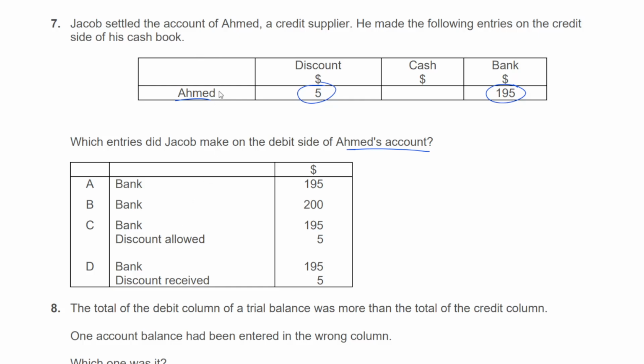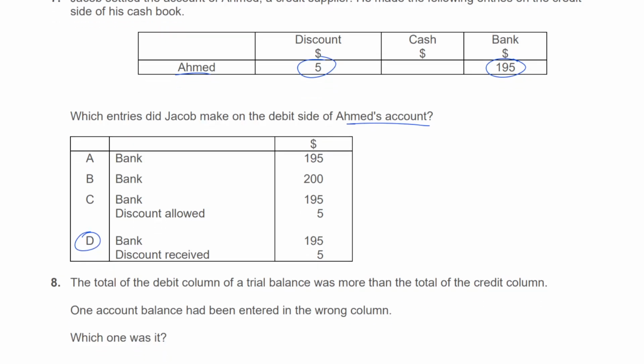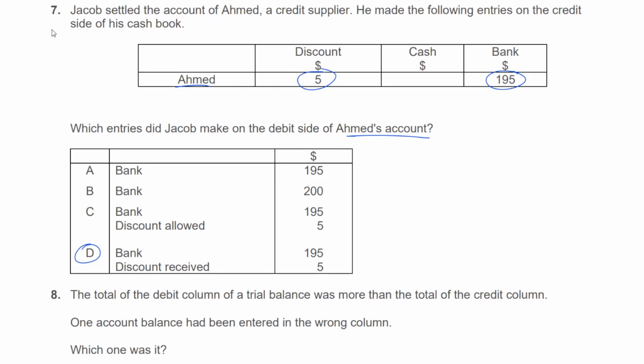Jacob is the one settling, so discount is received in this case. That's the confusing part. Okay, don't mess it up, please. It's not that hard. If you think, just think about it. You must first clarify the relationship. Jacob is the customer, Ahmed is the supplier. The customer is going to receive discount from a supplier, isn't it? Think about it logically. So if the customer is paying the amount, it's going to be discount received.